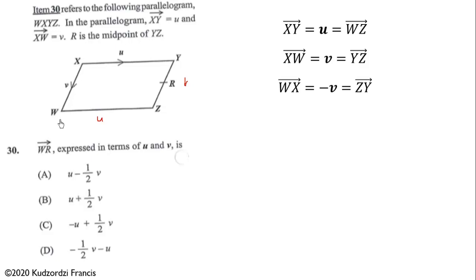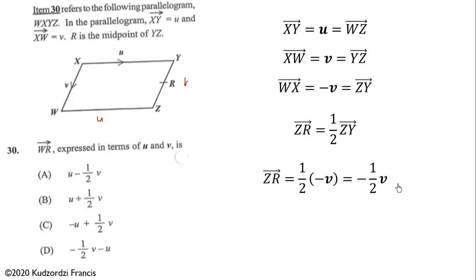So now we're also given that R is the midpoint of ZY. It was given that R is the midpoint of ZY. It was given here YZ. Therefore, vector ZR is half of vector ZY. Now we can substitute. We know that ZY is equal to negative of v, so we get ZR in terms of v to be negative half v.